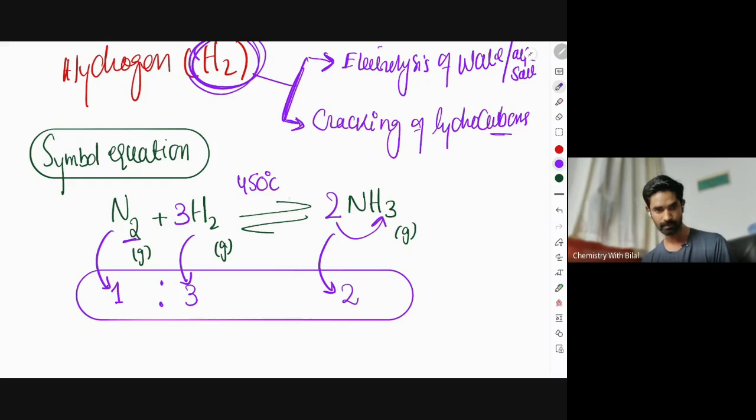That's the condition. We need 200 atm. That's the amount of pressure required. And there is a catalyst that we use. It's called iron 3 oxide, or simply iron is also acceptable.